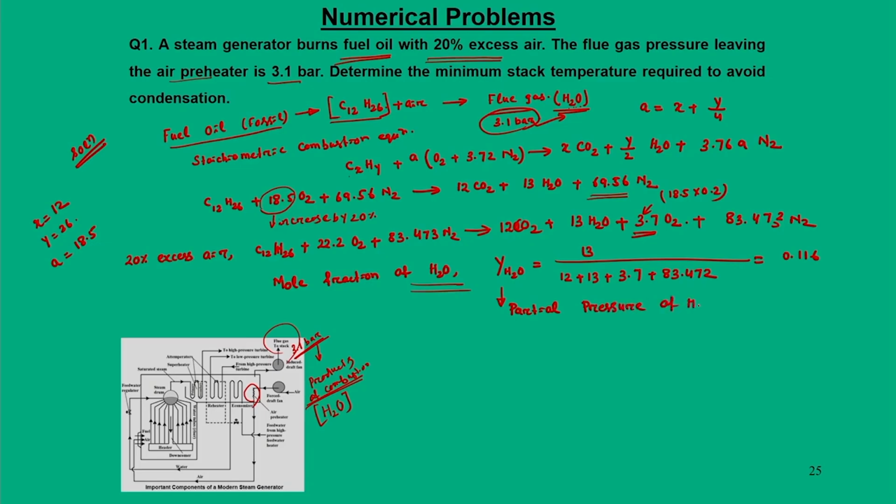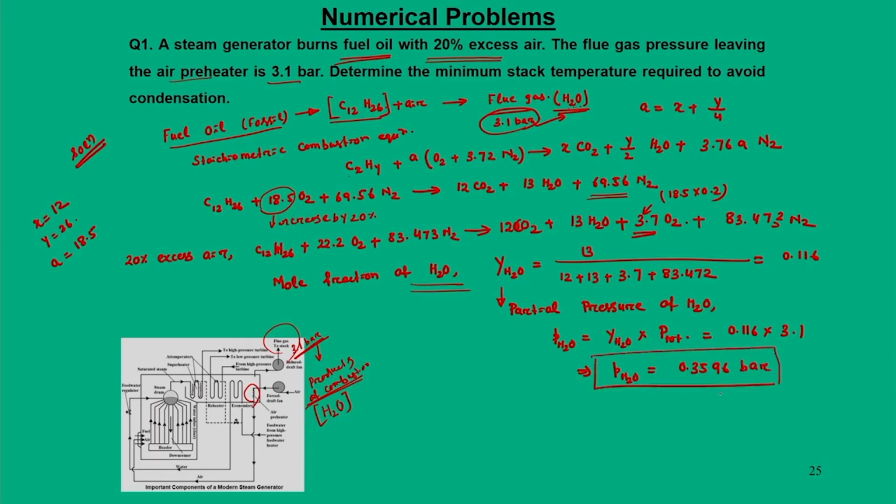Of H2O. So, that is nothing but PH2O will be YH2O multiplied by P total. Now, P total pressure you have given 3.81 bar. So, this number will be 0.116 into 3.1. So, that means PH2O is 0.3596 bar.